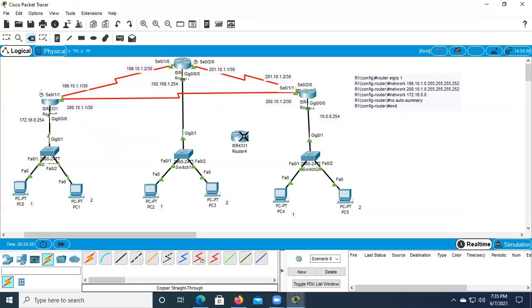Now, by mistake, if in router 2 you configure router EIGRP 2, in a different AS, and router 1 is EIGRP 1, that hello message will be rejected by router 2. It says you are in a different AS, so they cannot send and receive.